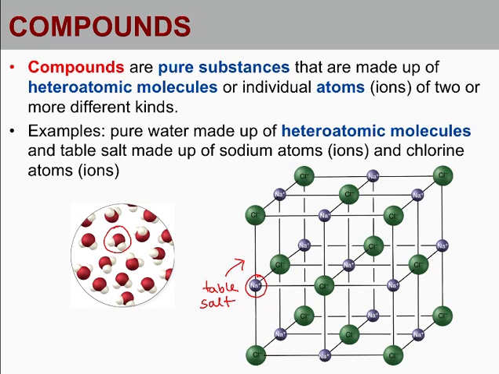But because we have two different kinds of atoms present in table salt, that means that we have heteroatomic molecules. So just remember that compounds are going to contain atoms of two or more different kinds, whereas elements contained atoms of the same kind.